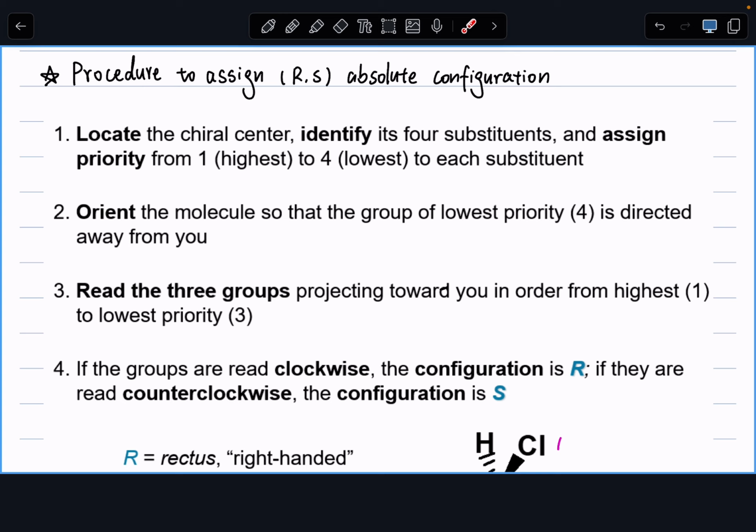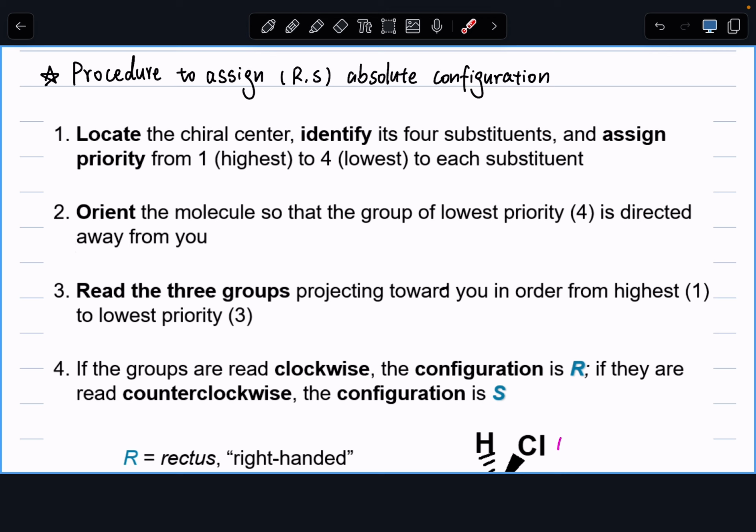And for the 2 carbons, we'll go one more step to see which one is higher. For this carbon, the next one attached to it is a carbon. For this one, we only have 3 hydrogens attached to it. So this one has higher priority than this one, or the ethyl group has higher priority than the methyl group, right? So 1, 2, 3, 4. That's how you identify the priority groups.